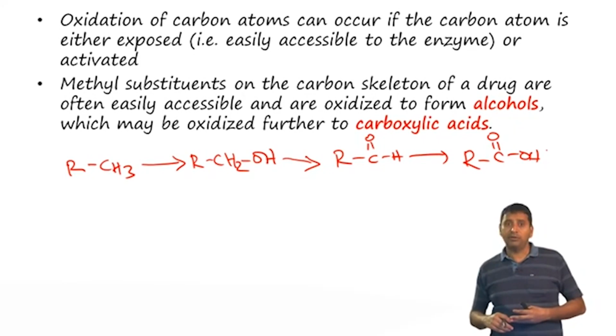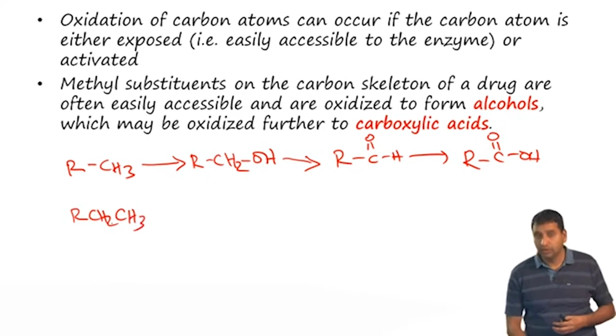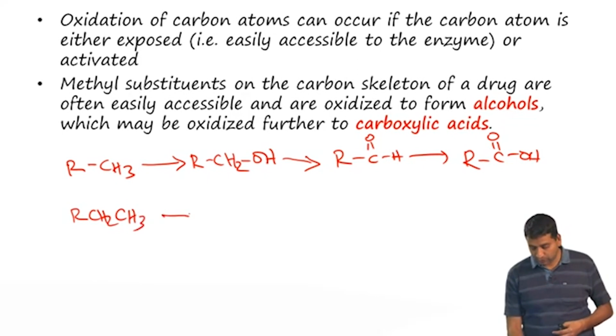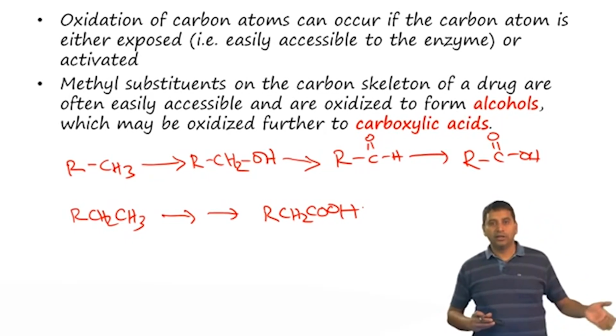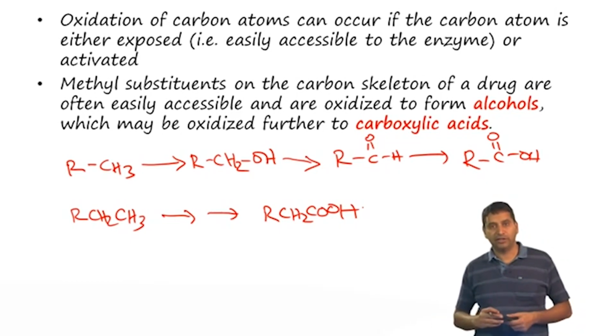It can also happen where you have R CH2 CH3, that means you have an ethyl group which can get converted all the way to R CH2 COOH. Right. Eventually, the product of oxidation is going to be carboxylic acids, which are going to be soluble and they can be excreted through the urine.